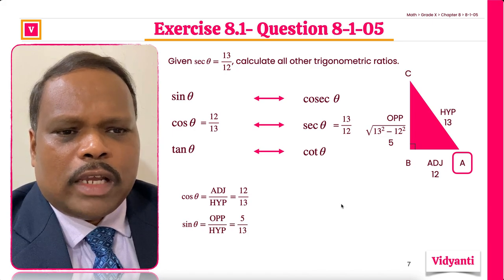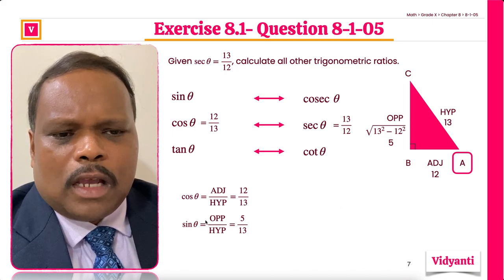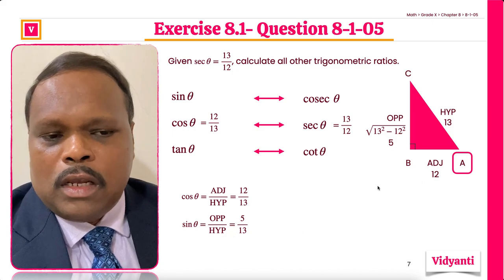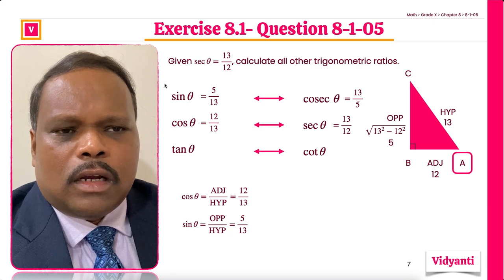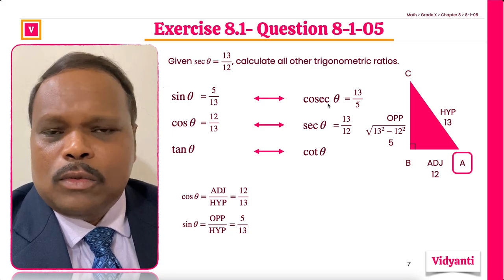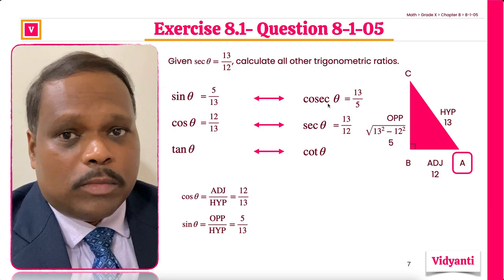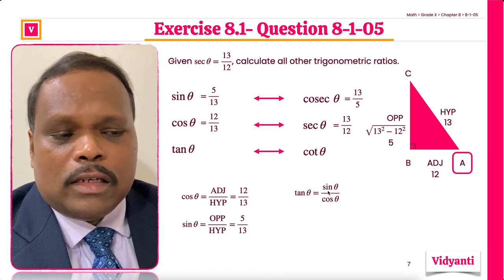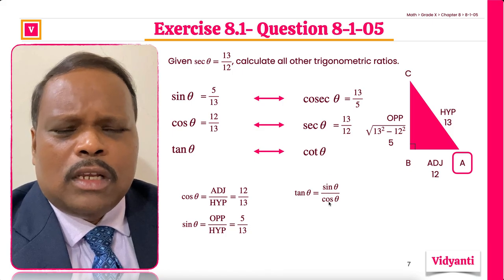So now sine theta is opposite over hypotenuse, that's 5 over 13, and once we get sine, cosec is easily found out. Simply take the reciprocal. Now we will go to tan. Tan is nothing but sine over cos. There are two ways.